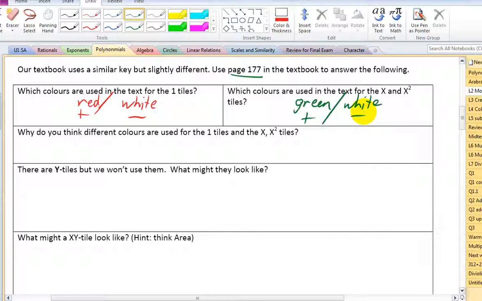Keela. Because you know the dimensions of the 1 tile, but you don't know all the dimensions of the other. And not just the dimensions, but also the area. Okay, so for the 1 tiles, you know the area. Exactly. Whereas the x and the x squared tiles, you don't know the exact area.